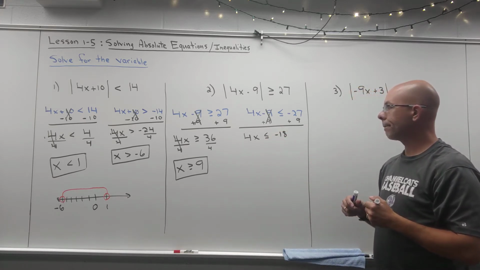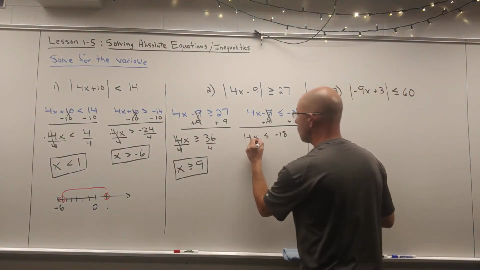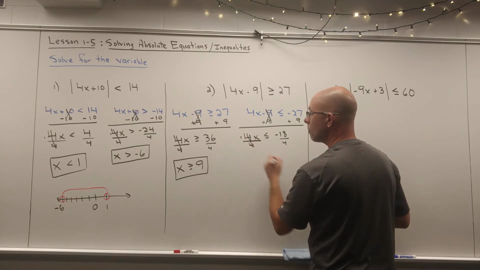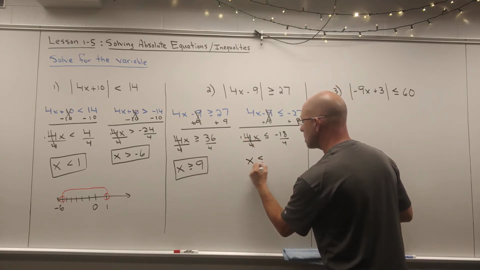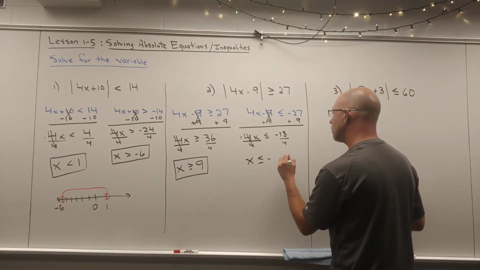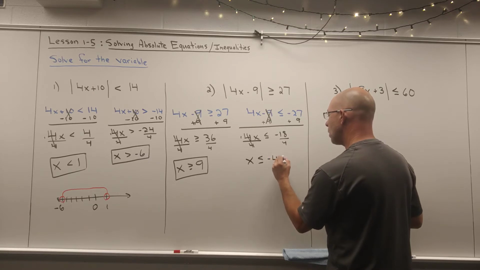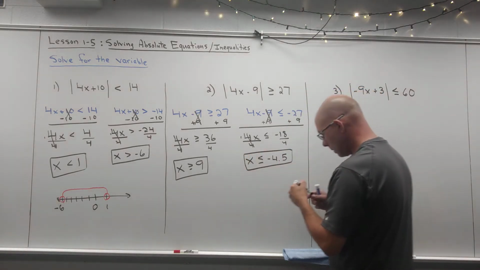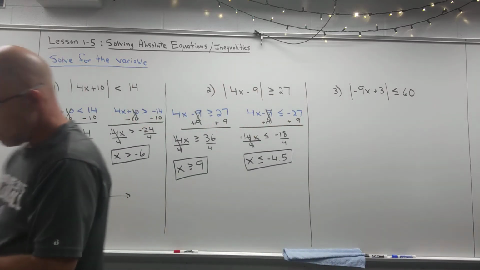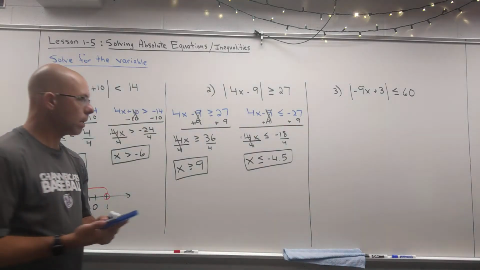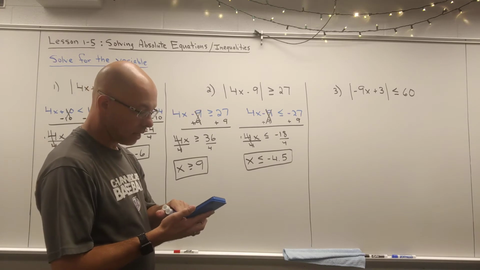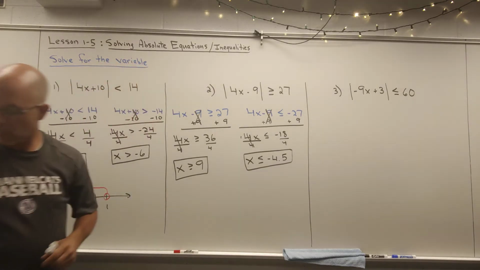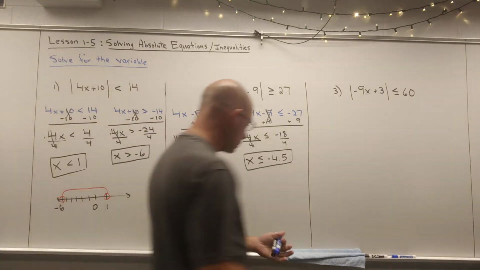Okay? Divide both sides by 4. 4 divided by 4 is 1. X less than or equal to -4.5. Pretty sure. I'm on a video. I should be accurate. Let's make sure that that divides out correctly. Yeah. Okay.